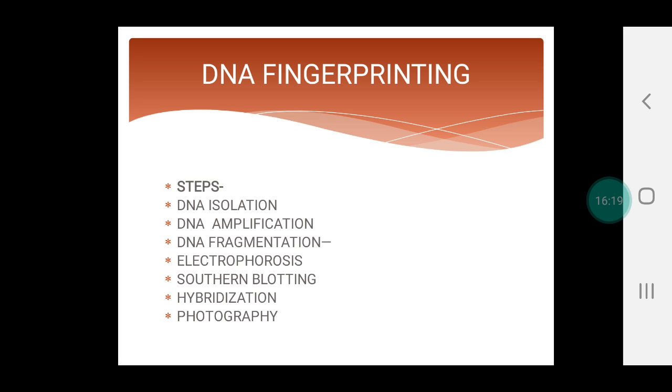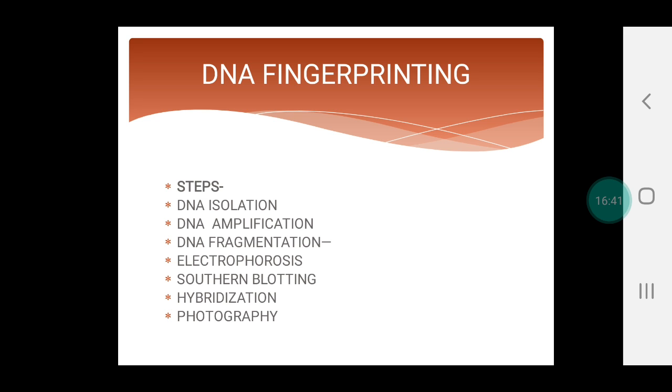Then comes southern blotting. Here the bands are now blotted on nylon membrane, that is the nitrocellulose paper. So the single stranded DNA strands get embedded into nylon membrane.